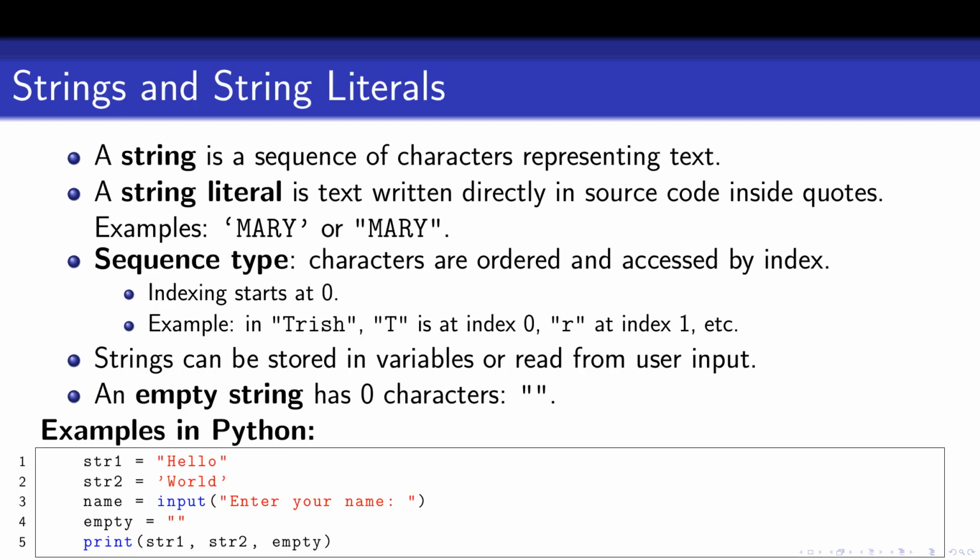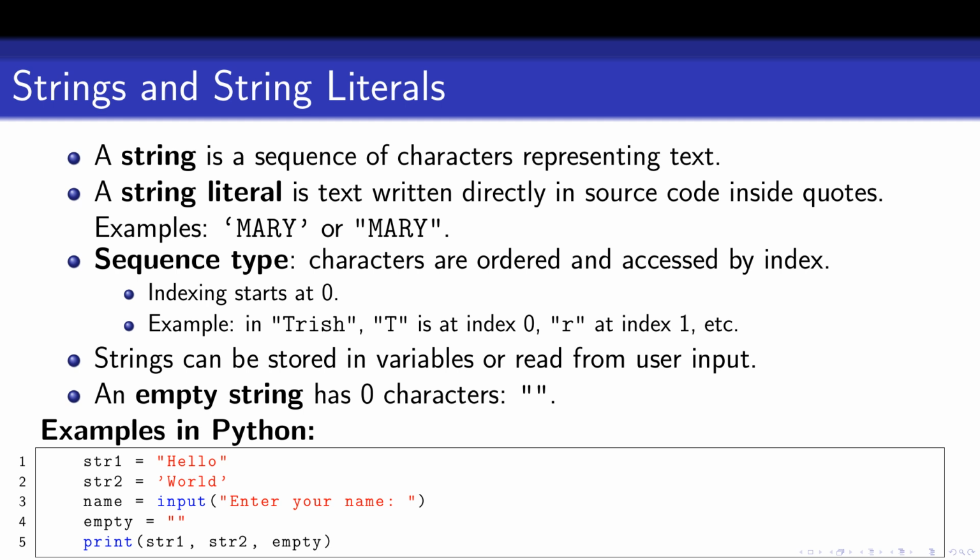Strings are one of the most common Python data types, and they represent text. A string literal is text written directly in the source code surrounded by quotes, like "hello" or "world." Strings are sequence types, which means each character is ordered and accessible by index. For instance, in the word Trish, the letter T is at index 0, R is at index 1, and so on. Strings can be stored in variables or captured from user input.